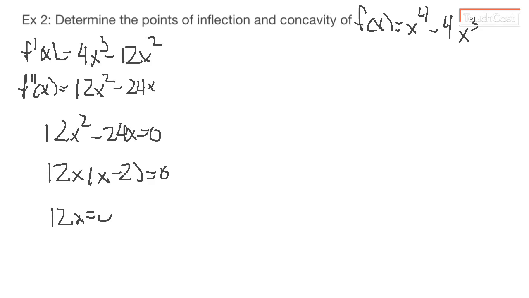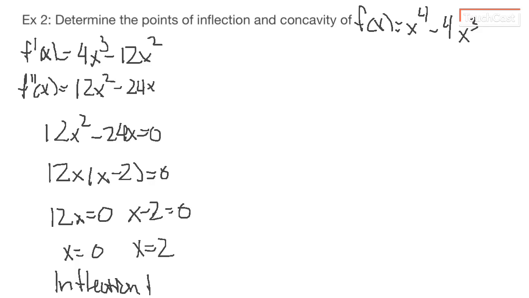So 12x equals 0, and x minus 2 equals 0. Well, the only way for 12x to equal 0 is if x equals 0 itself, and the only way for x minus 2 to equal 0 is if x is 2. So these are our inflection points, which was part of what we had to do. We need to determine the points of inflection, but we also need to determine the concavity. So we can use these inflection points to help us determine our intervals.